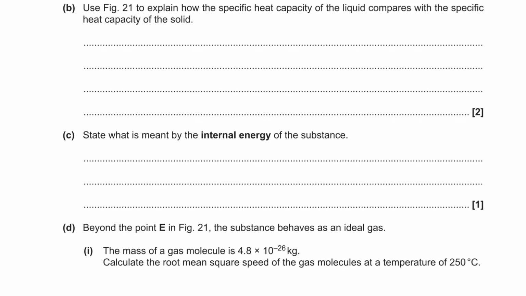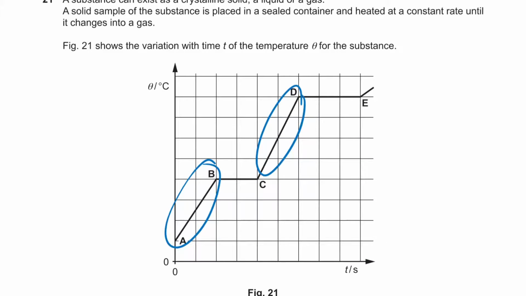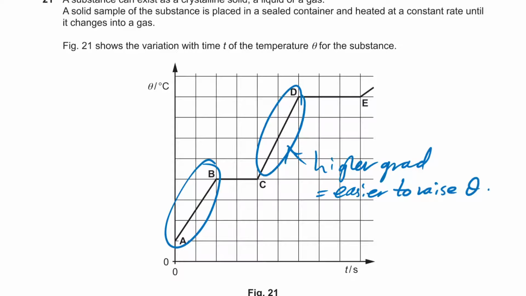Okay, use the graph to explain how the SHC of the liquid compares with the SHC of the solid. So let's have a look here. We have a higher gradient here. That means it's easier to raise the temperature. Therefore, it has a lower SHC, because remember that SHC has the units joules per kilogram per degree Celsius or per Kelvin.